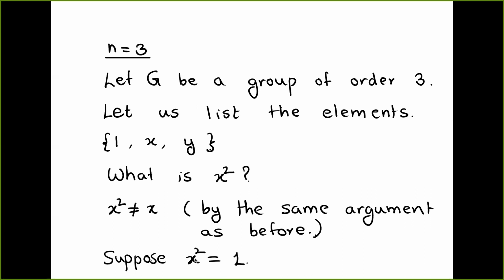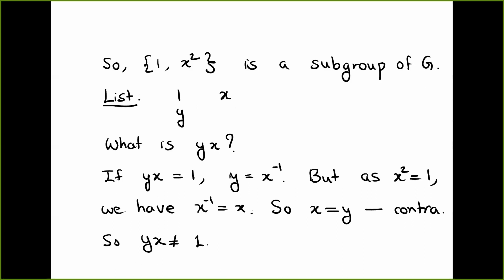Suppose X square is equal to 1. This is the case that we are going to deal with first. So 1 comma X, I should have written 1 comma X. This is a subgroup of G. I will not really use this fact that it's a subgroup. I just know that it is the case because these are all the powers of X now, 1 and X. X square is again 1. So then I will list my elements like this. I will write 1, X and I will write Y below this.